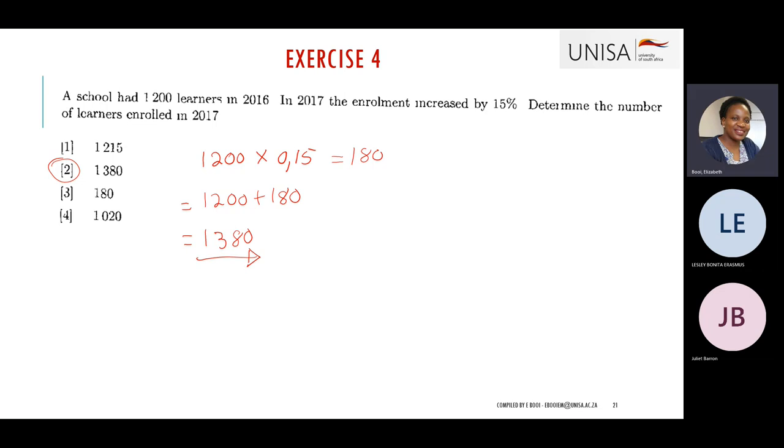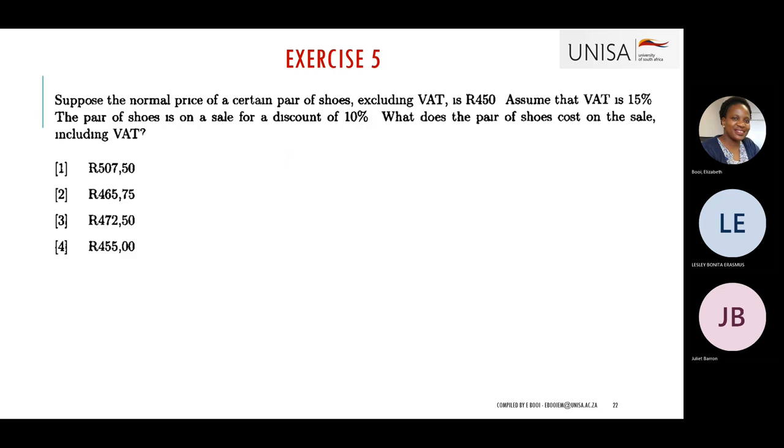So we're calculating the increase. I think this is the last exercise. I'm not going to cover the next section. Suppose the normal price of a certain pair of shoes, excluding VAT, is 450. Assume that VAT is 15%. The pair of shoes is on sale for a discount of 10%. What does the pair cost including VAT? There we go. Can you see that? They have included it. So now you need to calculate including VAT. And that is your exercise.